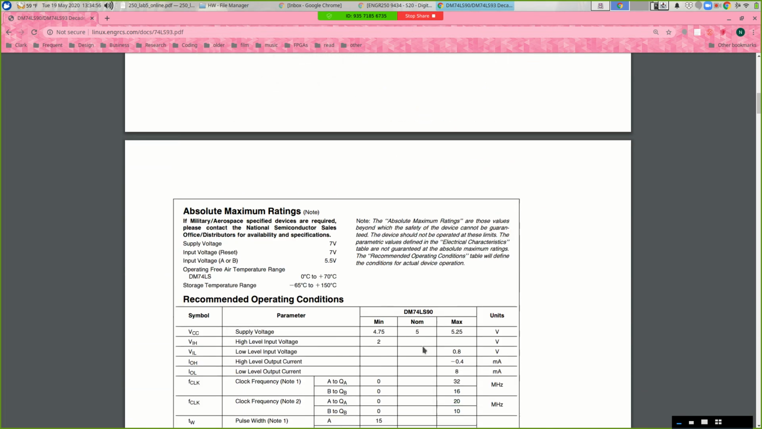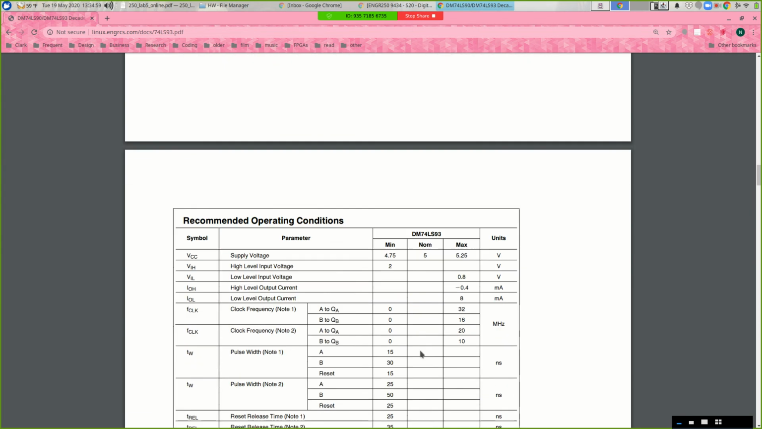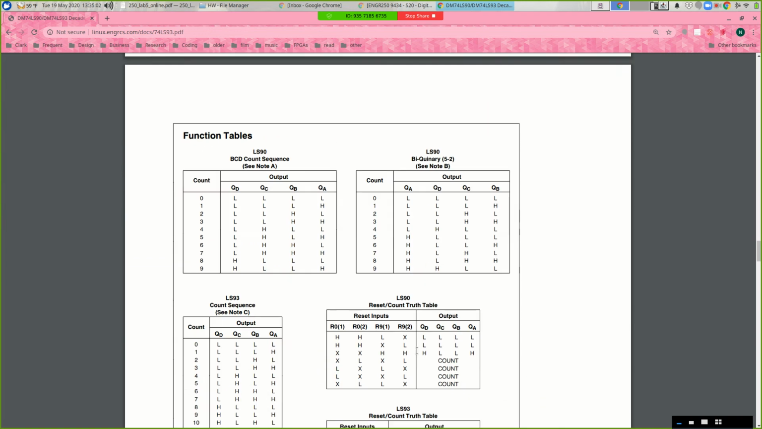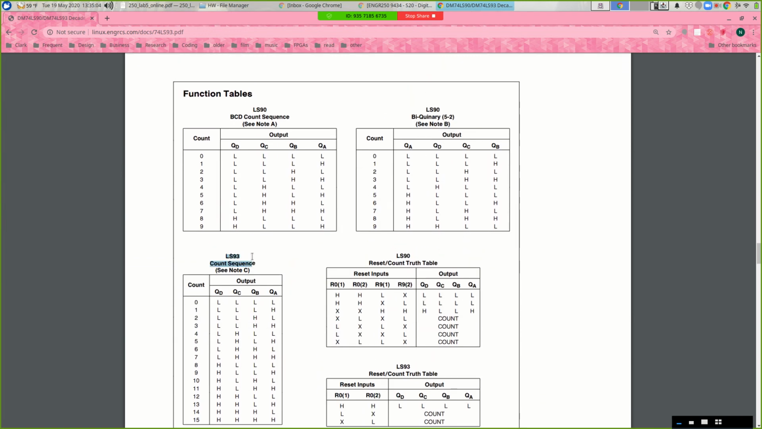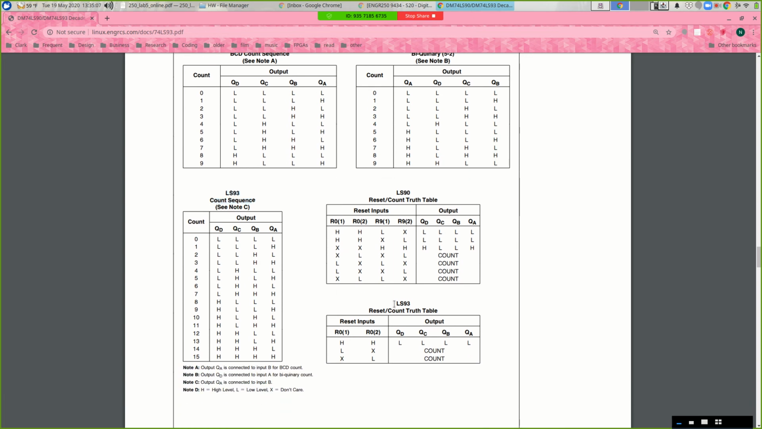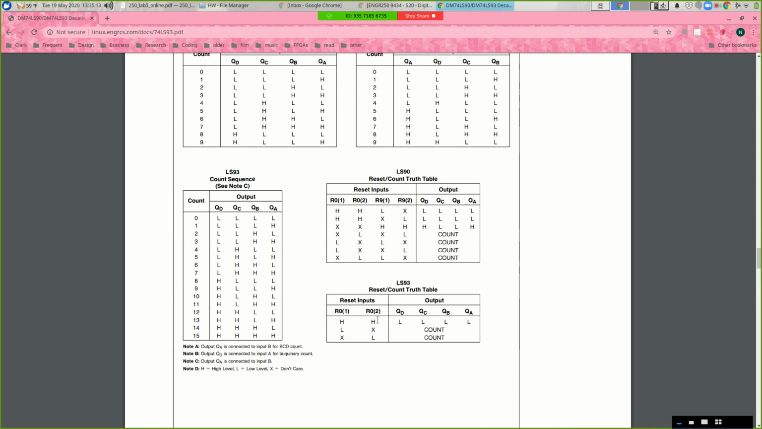Okay, go to the truth table or the function table. And make sure you're looking at the 93. Okay, so there's the 93, here's the 93. Okay, so the 93 has a reset option. If RO1 and RO2 are both high, the output is all low. That's the reset state. We're not interested in resetting this thing. Okay, so if we make any of these inputs low, then the system will count. So best advice, just take both of those inputs, tie them to ground. RO1 and RO2, just connect them both to ground. And now your 7493 is going to count.